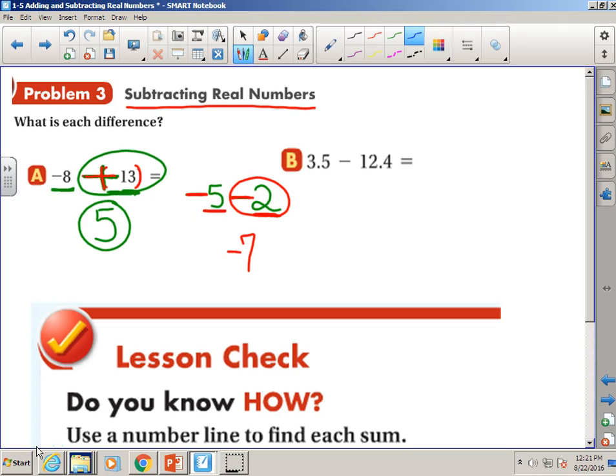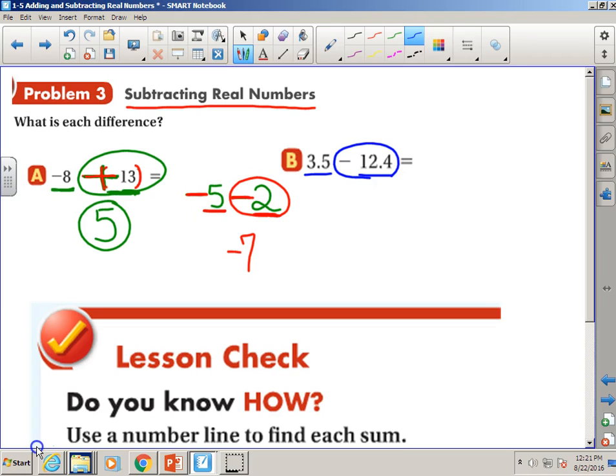We have another decimal over here. So we have 3.5 minus 12.4. No double negatives, so we're checking for that. What sign is 3.5? Positive. What sign is 12.4? Has no sign, so what's it going to do? It will steal the sign of the problem.